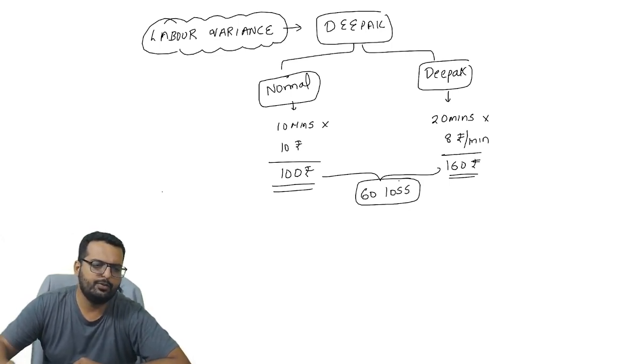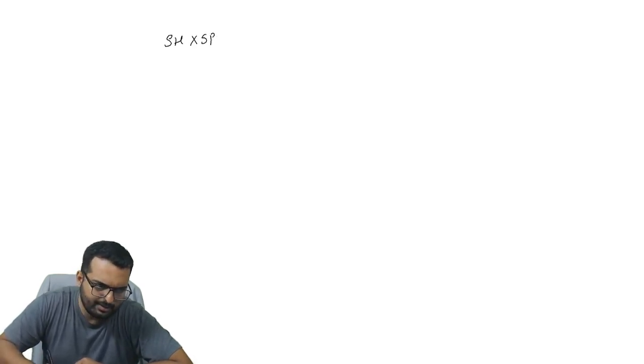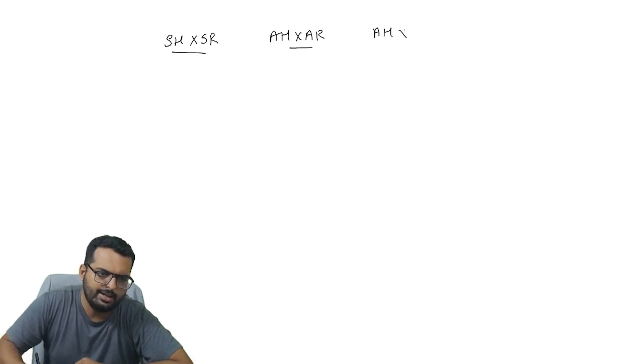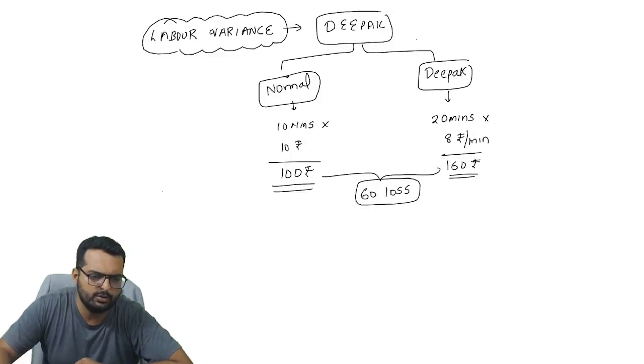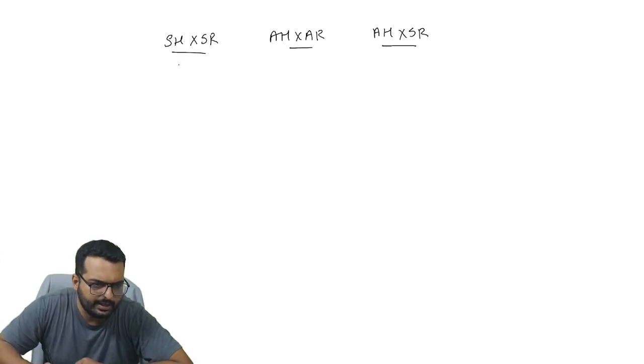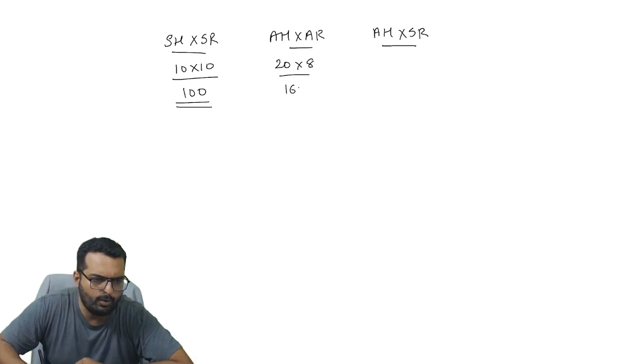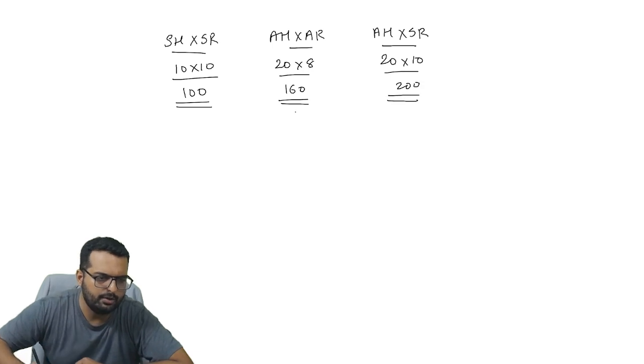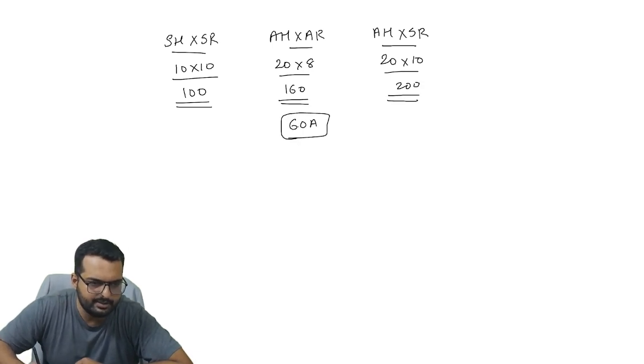All right. So friends, here I can draw the table now. SH into SR, AH into AR, AH into SR. So the formula would be 10 into 10, that is 100. Then you have 20 into 8, 160. Then you have 20 into 10, 200. So I'll get the answer as 60 adverse.